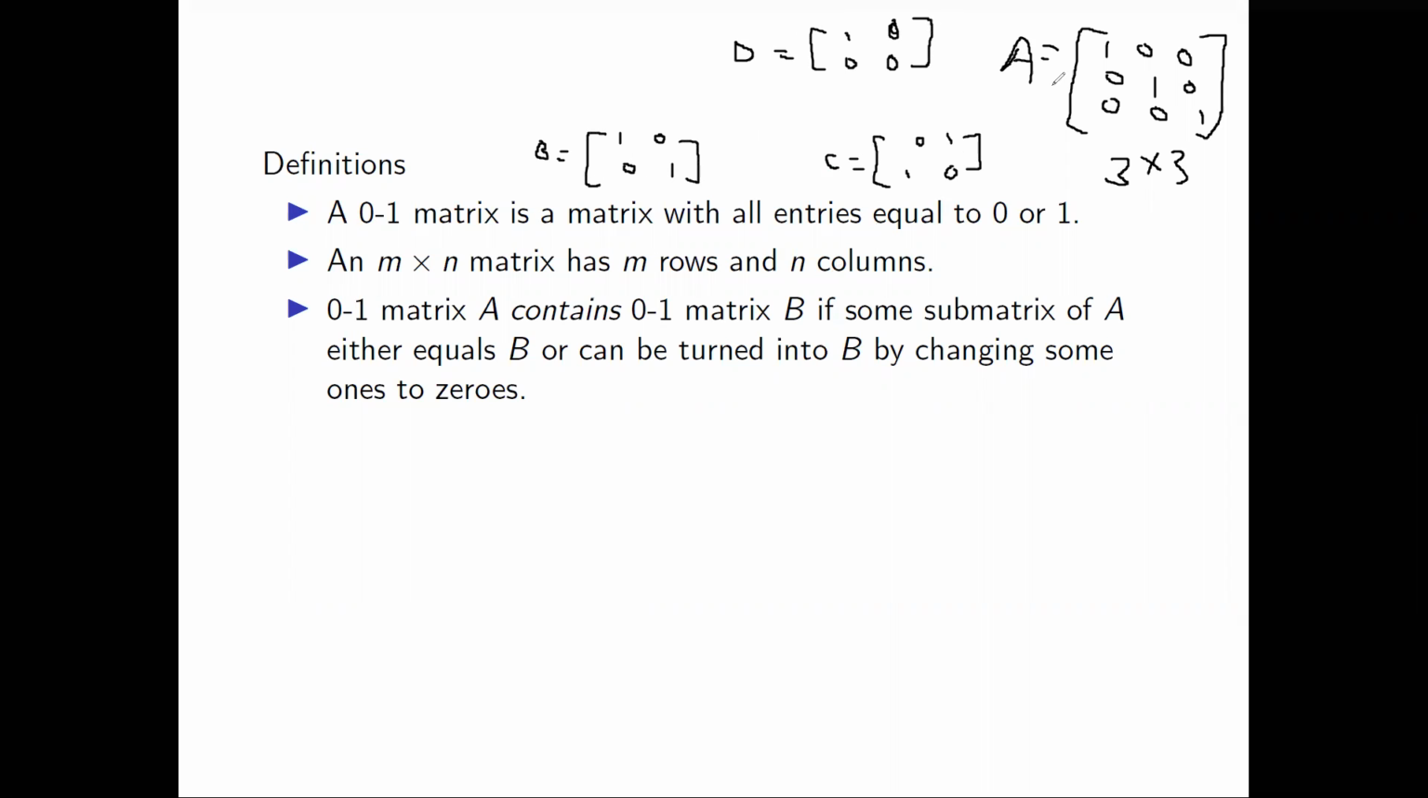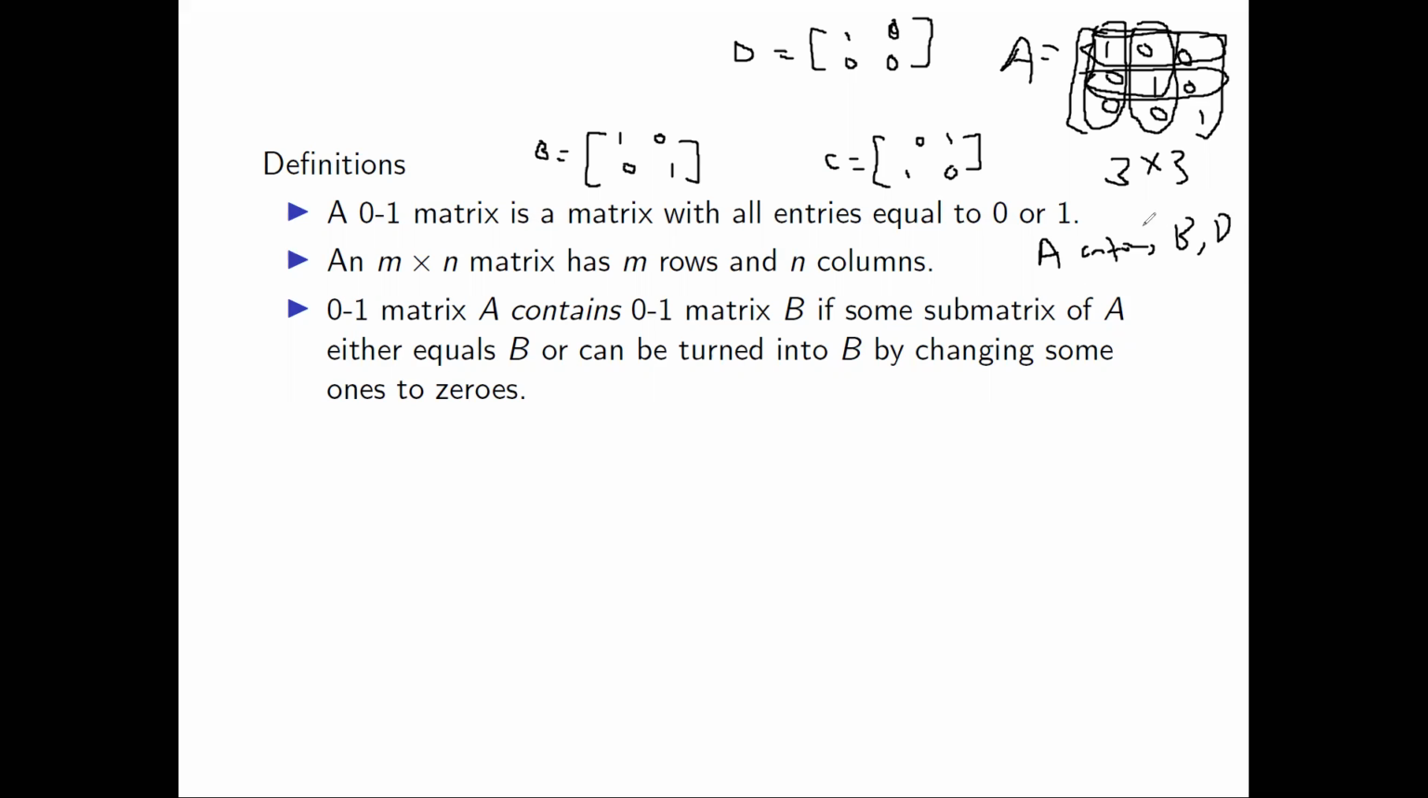So A contains B. So this submatrix right here, the intersection of the first 2 rows and first 2 columns, gives us a copy of B. So that submatrix equals B. A also contains D, because we can take that submatrix and turn this 1 to a 0 if we want, and that gives us a copy of D. So it contains B and D.